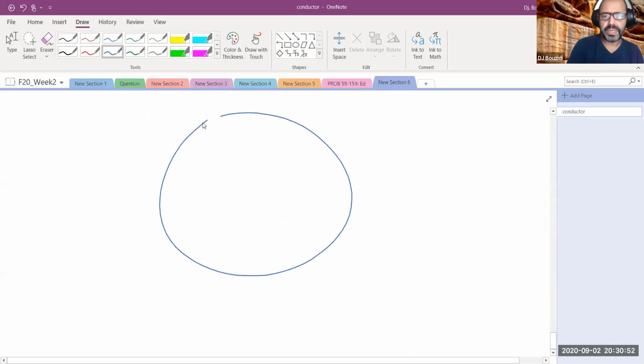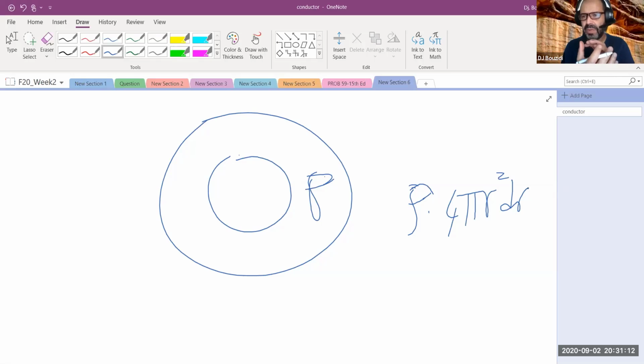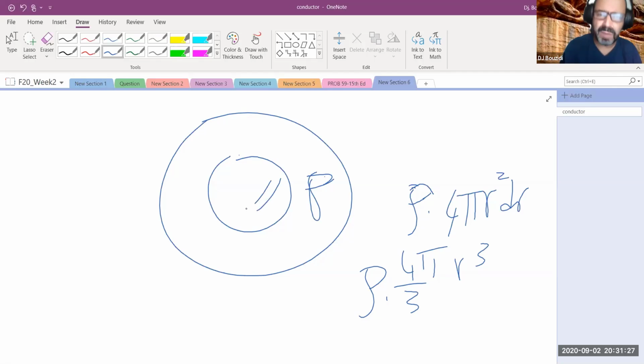So here is a non-conducting sphere, and I am inside now. And I have a rho charge per unit volume, I'm sorry. So in this case, I have rho times the unit volume. The unit volume is 4 pi r squared dr, where you still have spherical symmetry. So rho 4 pi r squared dr integrated over this volume is going to give you rho times 4 pi over 3 r cubed. So this is how much charge is enclosed.